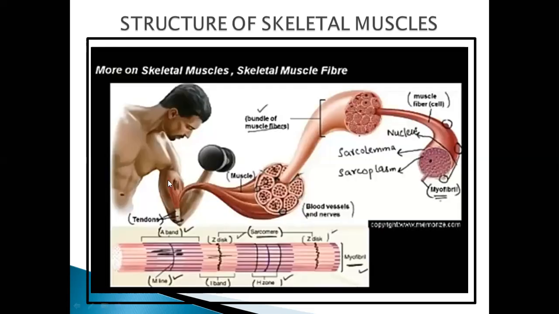Here you have seen all these parts: muscles are made up of muscle fibers. In the muscle fiber, this is the outermost membrane, the sarcolemma. Inside the sarcolemma, the cytoplasm is present, the sarcoplasm. This is the whole structure of the myofibril. Inside it, there are the dark and light bands. This region, the sarcomere, consists of light and dark bands.